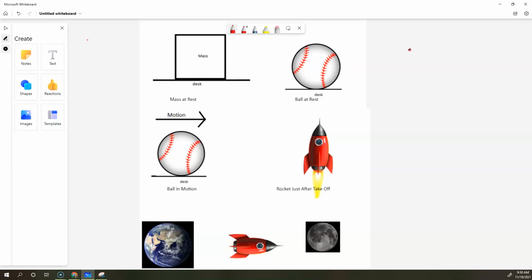You might see a free body diagram as a dot. I like to make free body diagrams as just a square, as if it's a mass. These represent the center of mass of the object, and when we draw free body diagrams and we draw forces, we're going to draw them from the center of mass. So imagine for a second a mass sitting on a desk.